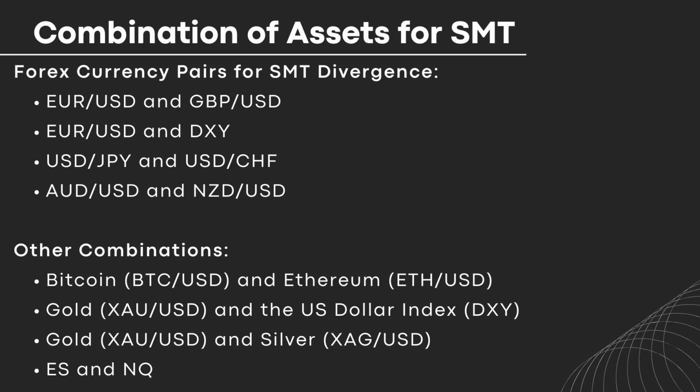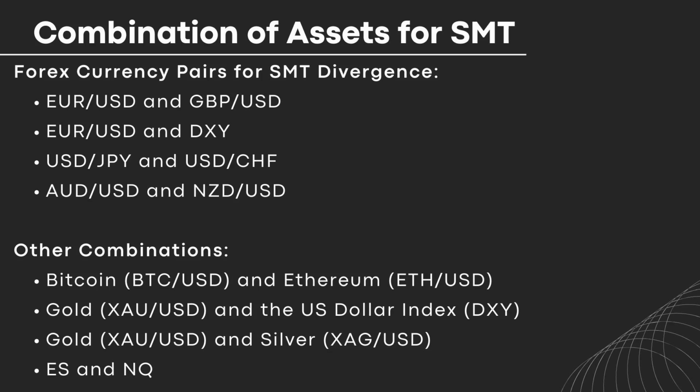So if you're a forex trader, then the currency pairs you can use for SMT divergence are the following: Euro USD and GBP USD, right? You can use these two pairs because they are correlated. Similarly, you can use Euro USD and DXY. They are also correlated with each other. The only difference is that they are inverted of each other, but still they follow symmetry, right? So they're correlated. You can use USD JPY or USD CHF, or you can use the Aussie dollar or the New Zealand dollar, right?